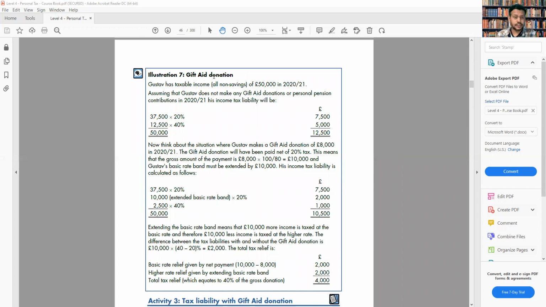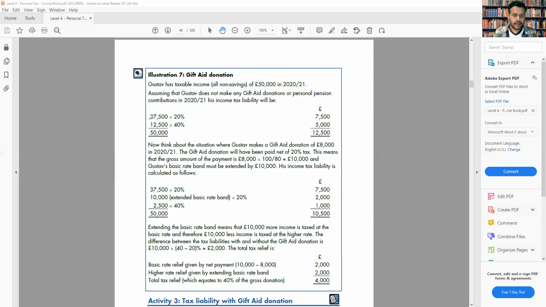Gift aid donation. Gustav has taxable income, all non-savings, of 50,000. So he's a higher rate taxpayer, we understand, because he's earning 50,000, more than 37,500. Assuming that Gustav does not make any gift aid donation or personal pension contribution, there are two situations. The first one is there is no gift aid donation. The next one, there is a gift aid donation. So if he doesn't give any donation, what will happen?